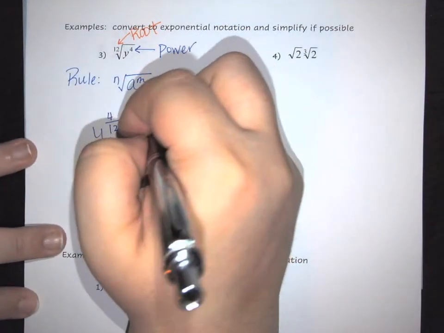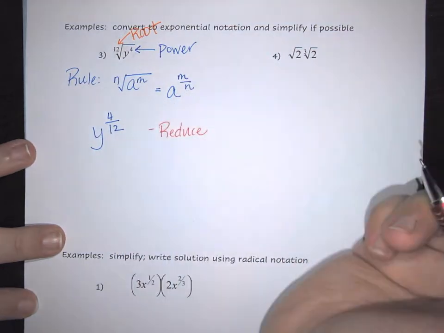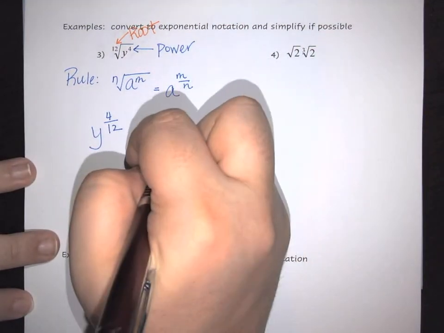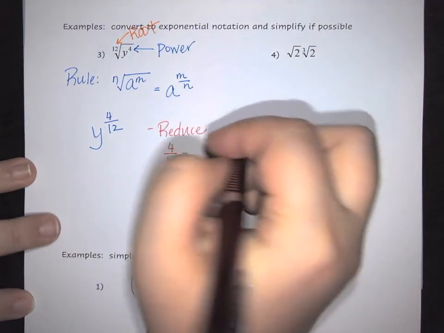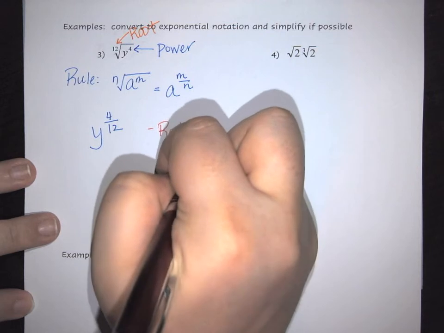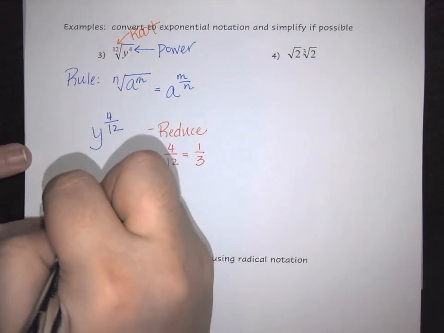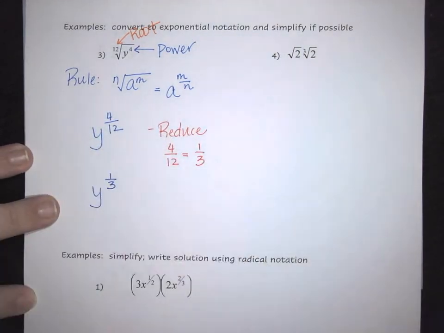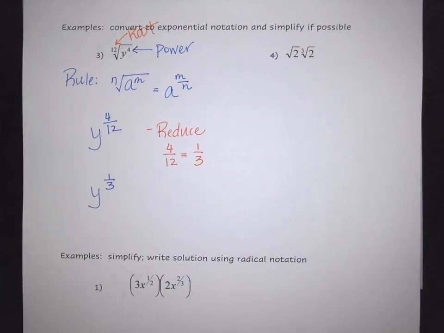Once we do this, the biggest thing we have to do is we have to reduce your fraction using fraction rules. So here what we know is that if we have 4 divided by 12, well, this is the same thing as having 1 over 3. So we're going to go ahead and reduce everything down, and what happens is we end up with y to the 1/3. And that is going to be our reduced or overall solution.